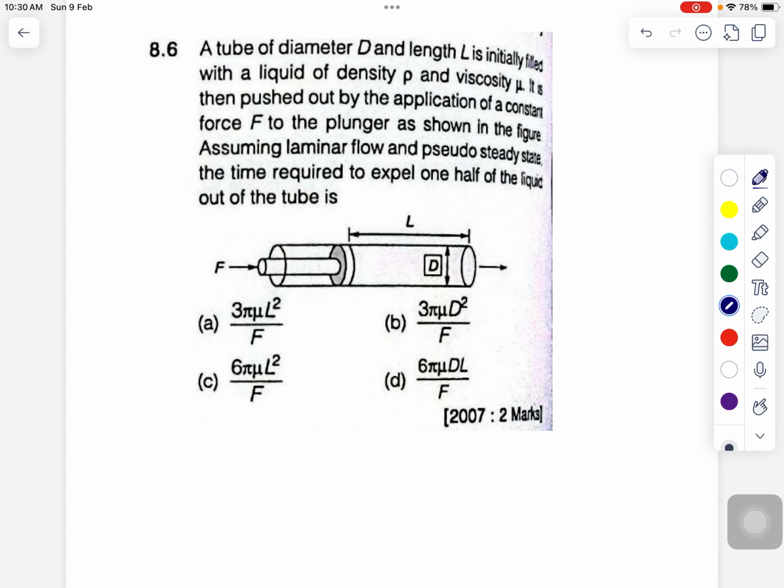This is a really good question. This question says that a tube of diameter d and length L is initially filled with a liquid of density rho and viscosity mu. It is then pushed out by application of a constant force F to the plunger, as shown in the figure. Assuming laminar flow and pseudo steady state, find the time required to expel one half of the liquid. So if this is total, half will be equals to L by 2. How much liquid is getting expelled from here, right?